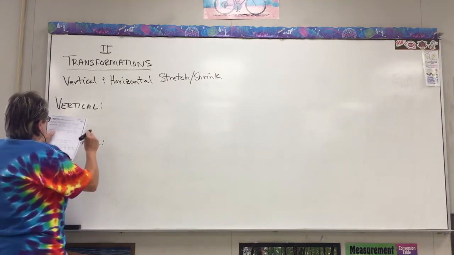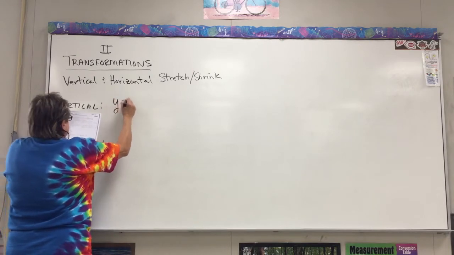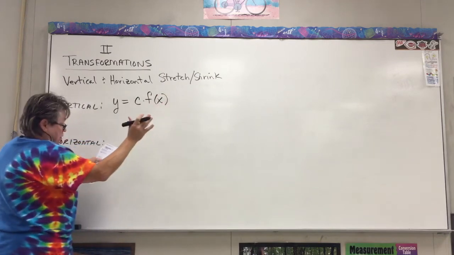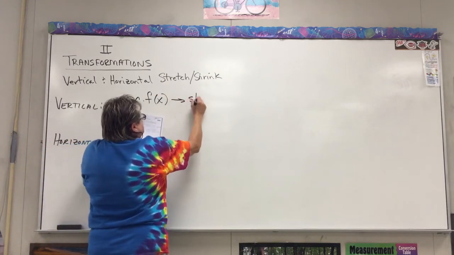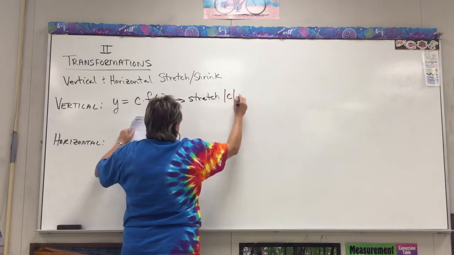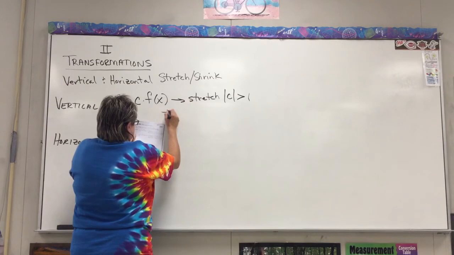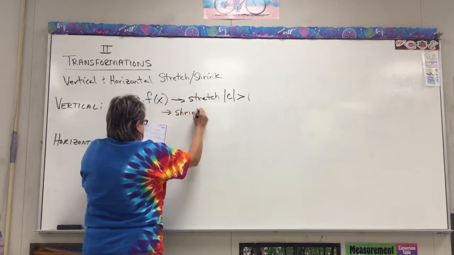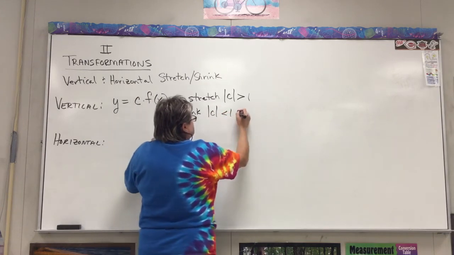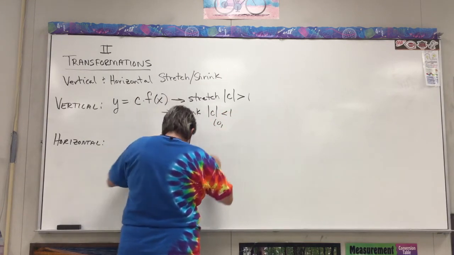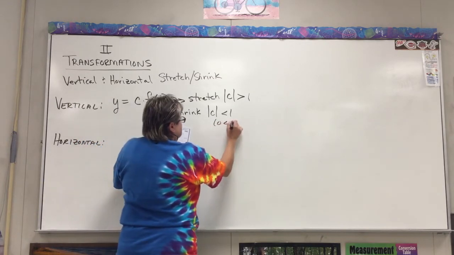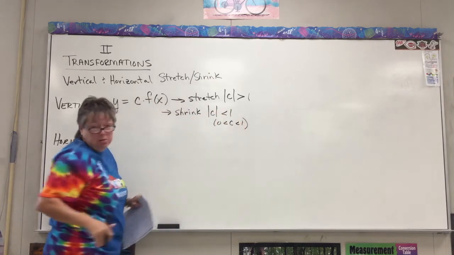Okay, a little definition. If we want to do a vertical, it's going to look like this: y equals c times your f of x, whatever your function is. This will indicate a stretch if the absolute value of that constant, that c value, is greater than 1. It will indicate a shrink if the absolute value of that constant is less than 1. So really that's going to look like 0 is less than c is less than 1. So it's kind of between 0 and 1.